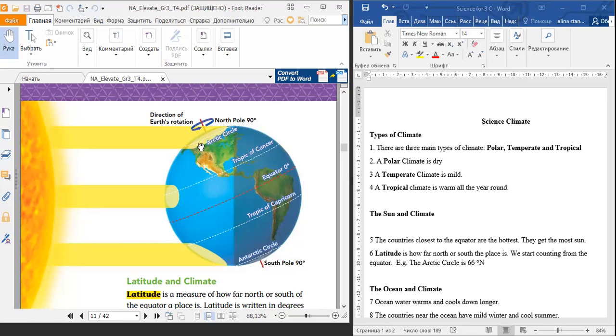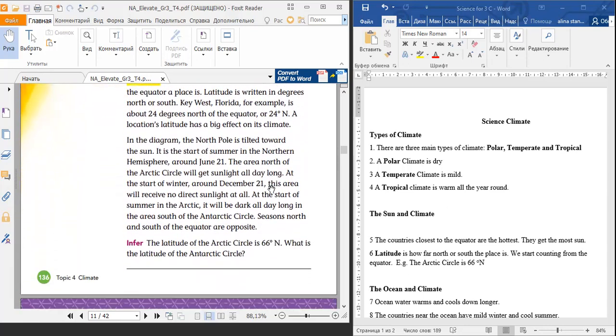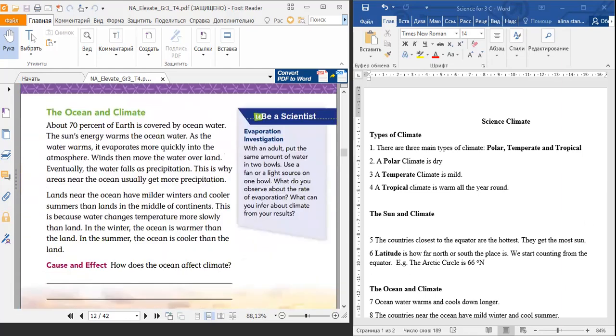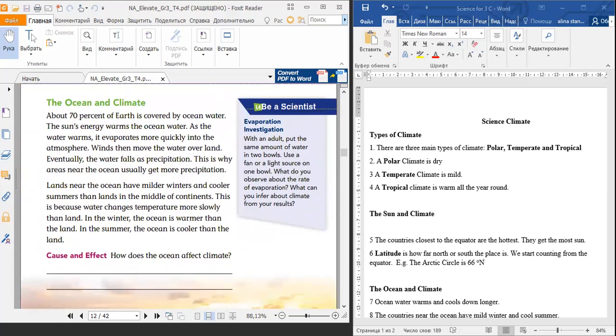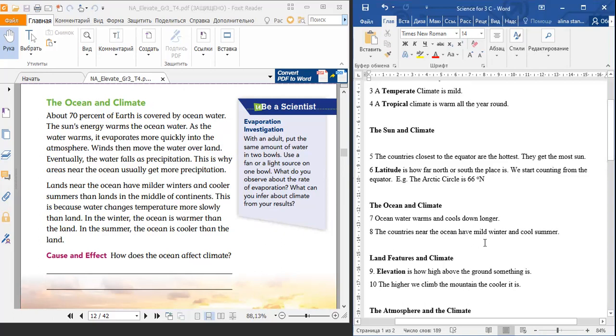For example, the Arctic Circle is 66 degrees north, to the north of the equator. Next is about the ocean and climate. The ocean water warms very slowly, but it also cools down very slowly. The countries which are near the oceans have mild winters and cool summers.